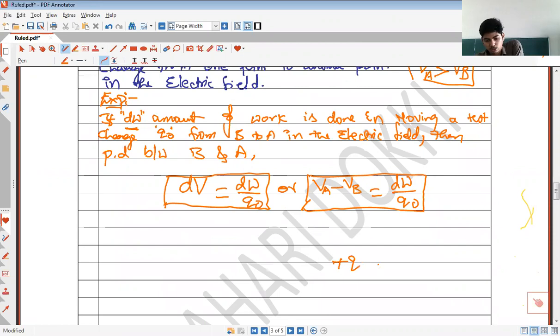Suppose this is the situation. Suppose here is a source charge. I have points A and B here, and I place a test charge Q0 at A. Will I have to do any work to move this test charge from A to B? Think about it. If I have to move the charge from A to B, will I have to do any work?